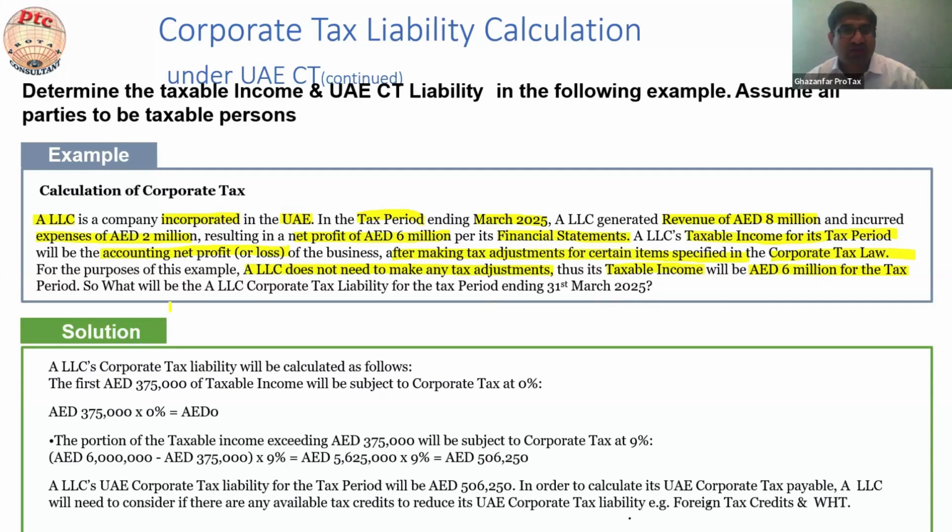We have to apply the corporate tax rate to get the tax liability. What is the tax liability? To calculate it, the first 375 will be zero rated. It's taxable, but the first 375 is zero rated. This is not like VAT, where 375 is the threshold for registration. Here 375 is not the registration threshold; it is the tax band. The first 375 is zero rated, and the balance, 6 million minus 375, is taxed at 9%.